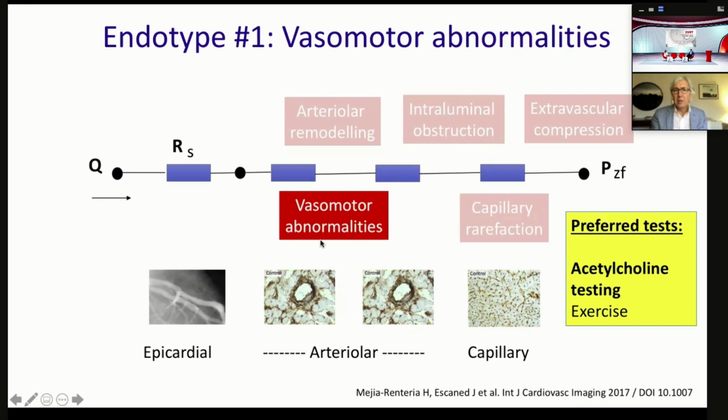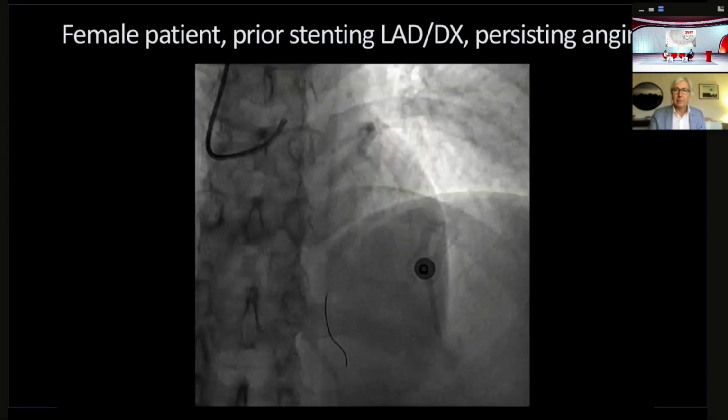The first one is the dysfunction that is originated by vasomotor abnormalities that may happen both at the level of the epicardial vessel or the microcirculation. You may have microvascular spasm, you may have epicardial spasm. And these pathways of dysfunction can be nicely explored nowadays with the use of acetylcholine testing and also with the use of exercise.